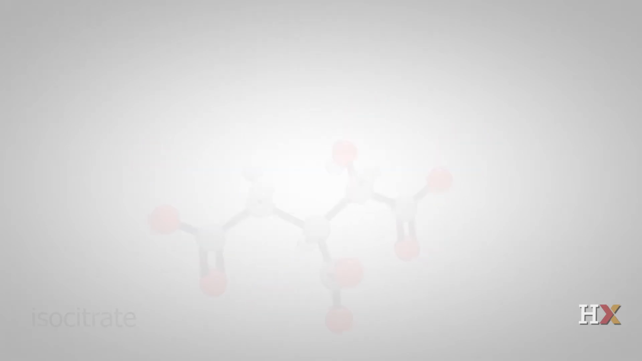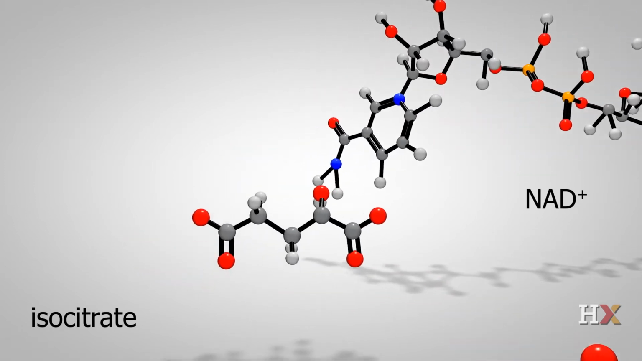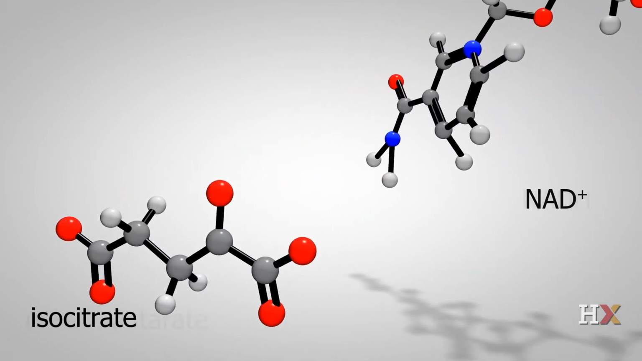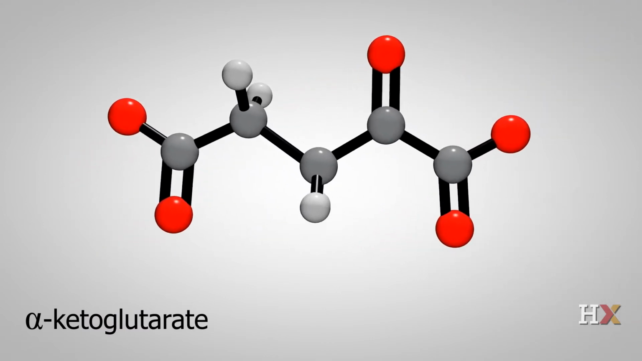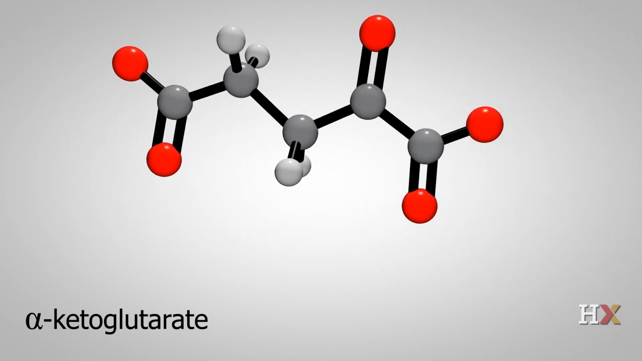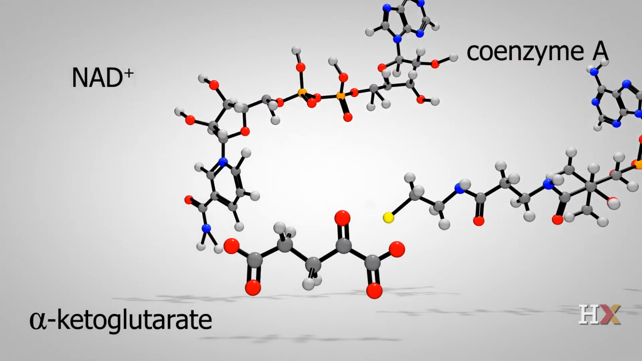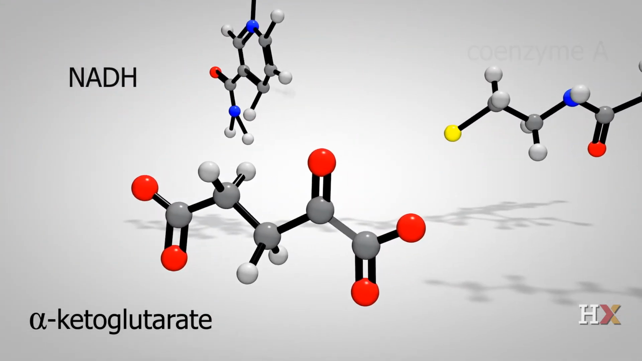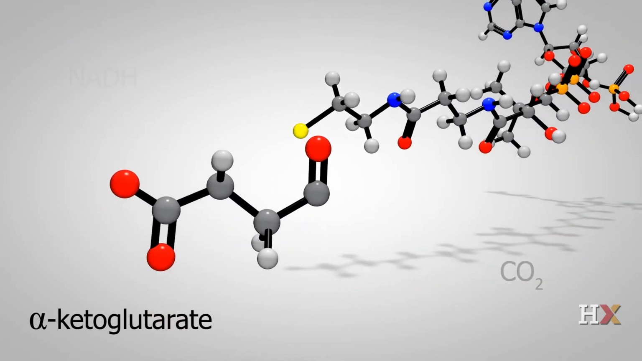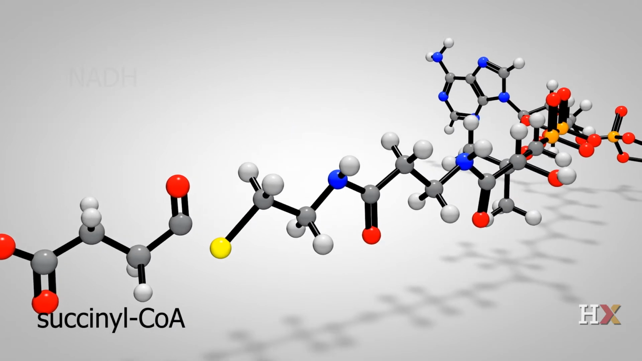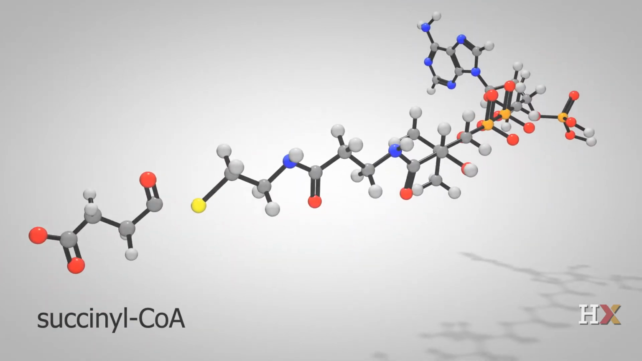Here, the first of 2 oxidative decarboxylations occurs. The isocitrate molecule releases 1 CO2 molecule and reduces 1 NAD+ molecule to NADH. The result is a 5-carbon alpha-ketoglutarate molecule. Next, the second oxidative decarboxylation occurs. Alpha-ketoglutarate is decarboxylated and then bound to coenzyme A, forming succinyl coenzyme A. NAD+ is reduced in the process to form NADH.